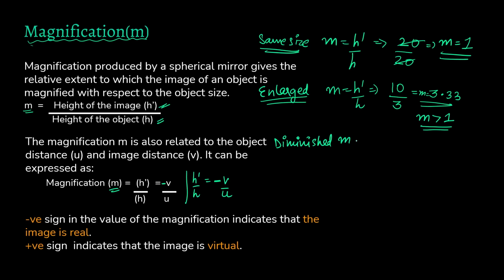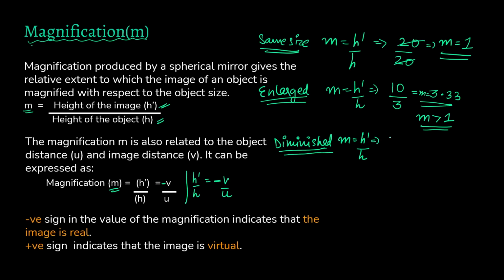Again, m is nothing but h dash upon h. So help me out. Now you tell me. h dash is image size. h is object size. So here if we are saying that the image is diminished, does that mean the image is smaller or larger than the object? Diminished means smaller. So h dash is smaller than h.